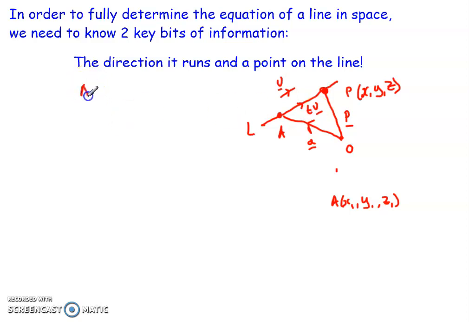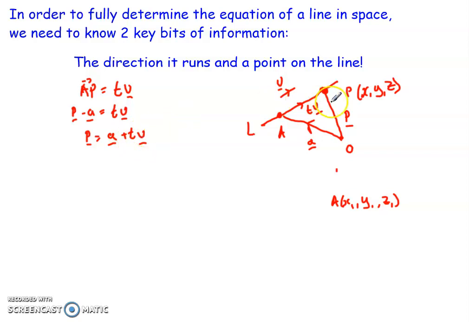What this then means is I can say my vector A to P is given by this t times u. Now, using the definition of how we calculate this vector, using the position vectors for P and A, I can say that P minus A is equal to t times u. So P is equal to A plus tu. So what that means is this is the line upon my system, where A is the point that we know, and this u is the direction that we know the line goes in.